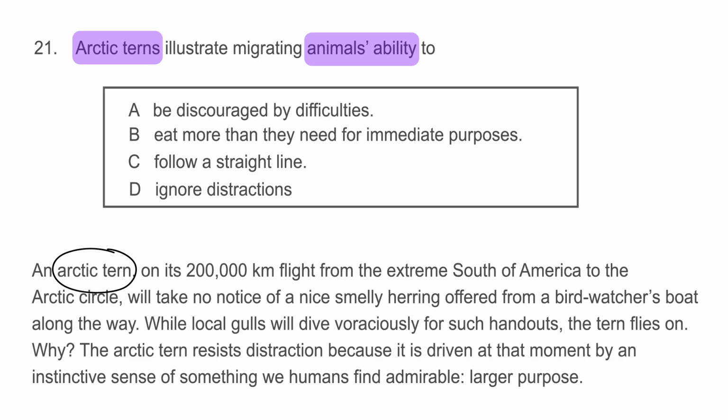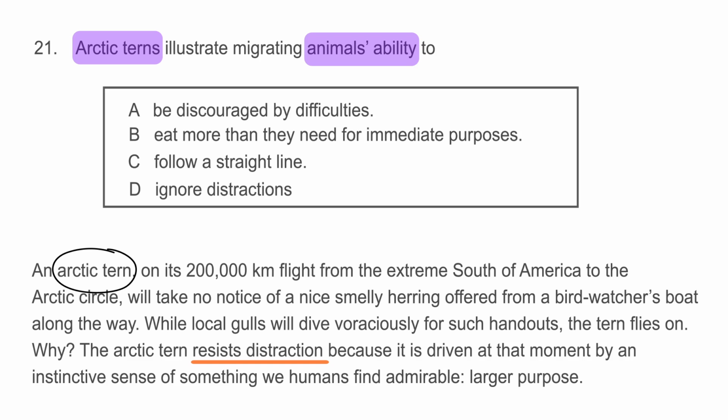All right, when you read a sentence, all right, you have to read the question again after reading that sentence in order to know what the question is about, what the question asks you to do. So Arctic terns illustrate migrating animals' ability to. So we have to find a specific ability of the animal. Ability to do what? In the line here, before the last line, the Arctic tern, all right, resists distraction because it is driven at that moment by an instinctive sense of something.